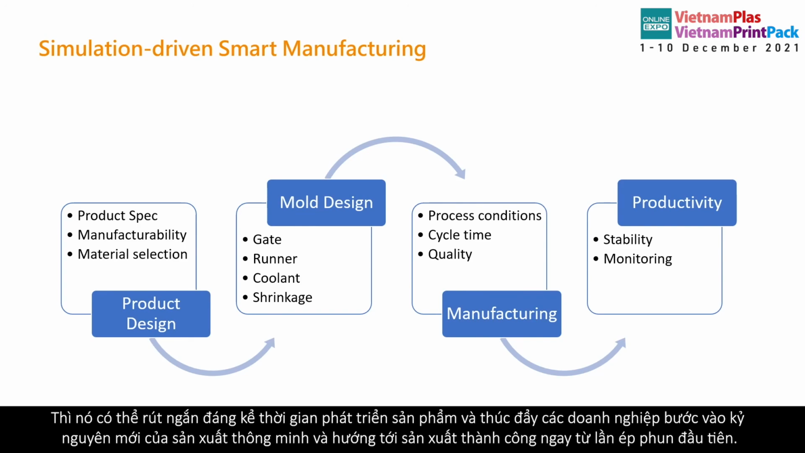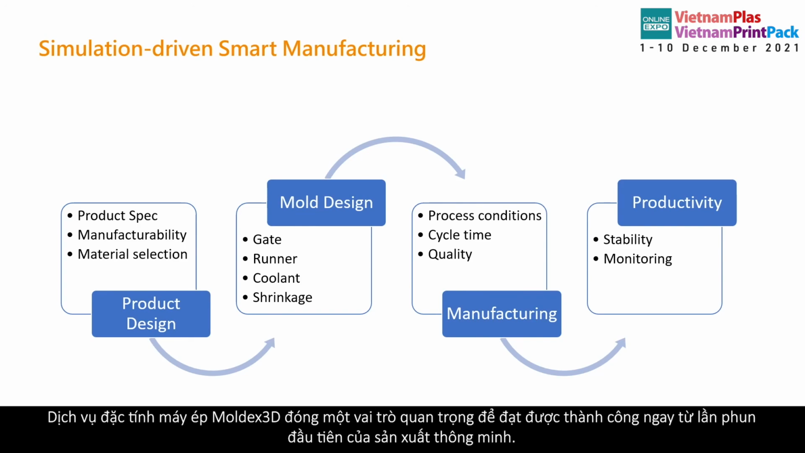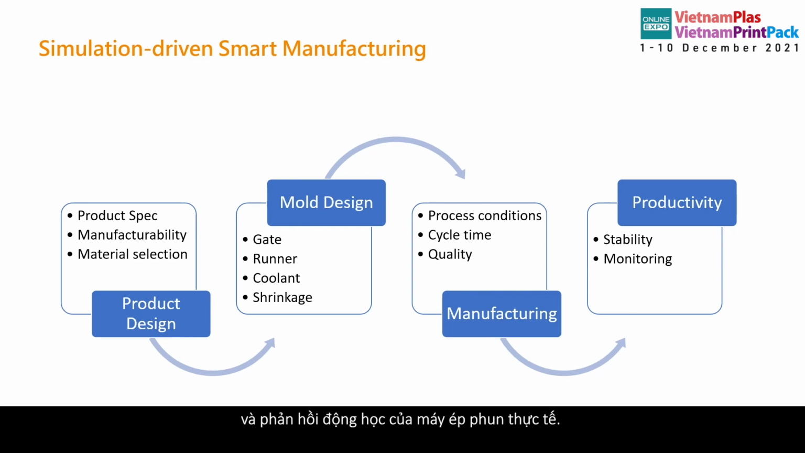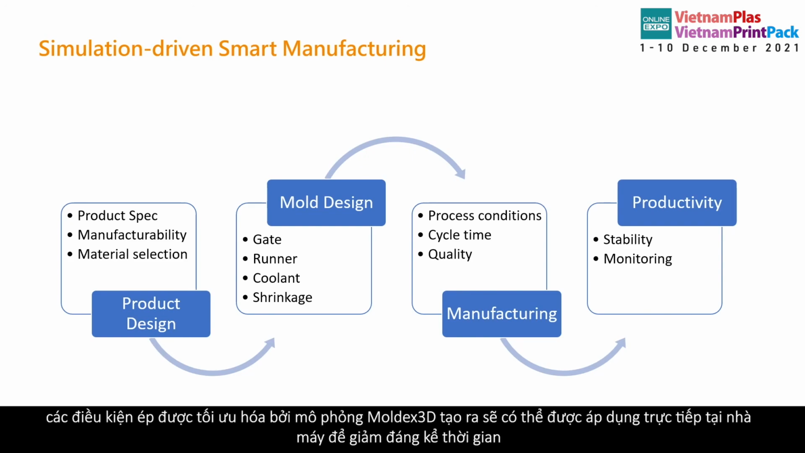Model 3D machine characterization service plays an important role to achieve first-shot success for smart manufacturing. This service will bridge the gap between simulation and production to allow the scenarios of simulation considering physical characteristics and dynamic responses of actual molding machine. Through this solution, optimized process conditions generated by Model 3 simulation will be able directly applied on shop floor to dramatically reduce the time and cost of actual mold trial.